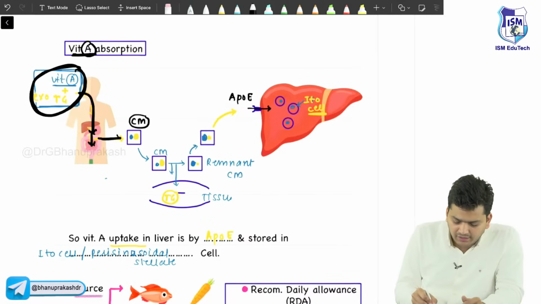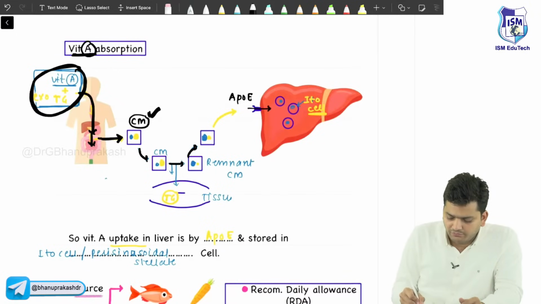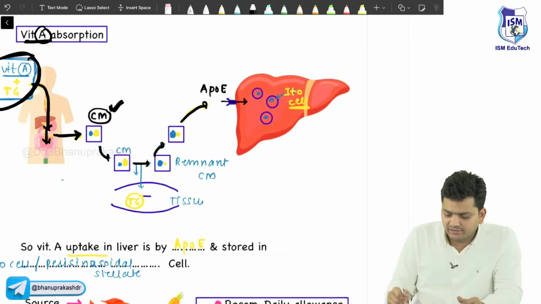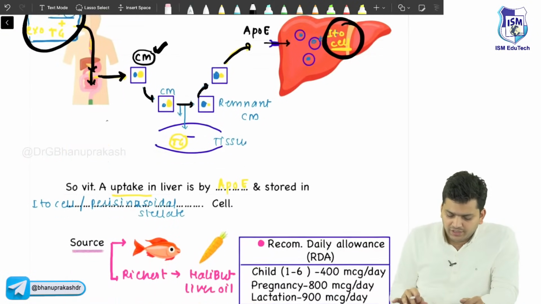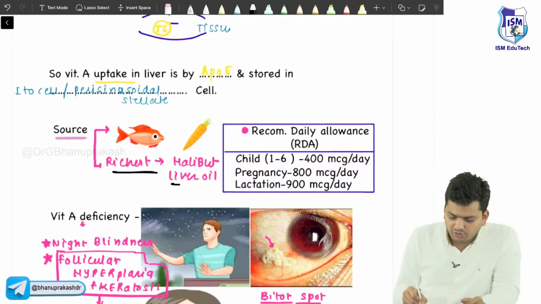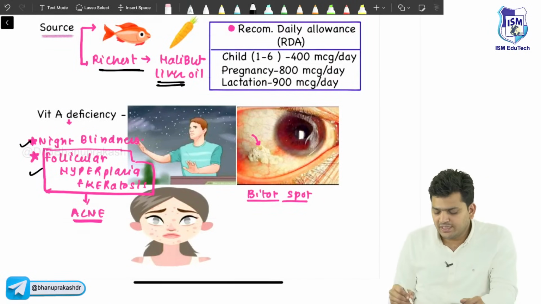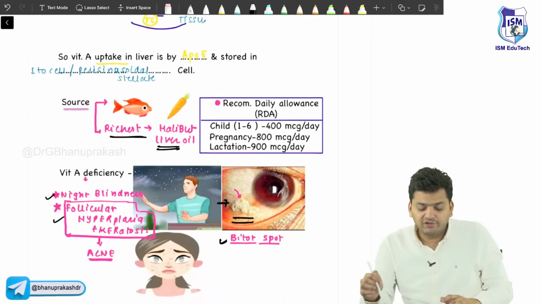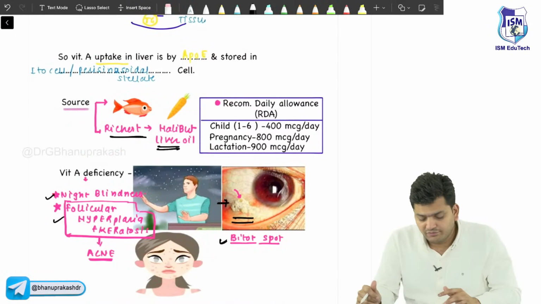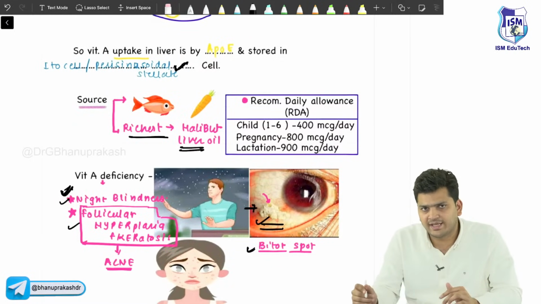We have just now discussed that fat is absorbed with the help of chylomicron. This chylomicron will take the vitamin A all the way to your liver, and in the liver they are going to be stored in the Ito cells. So, vitamin A, what is the source? The richest source is halibut liver oil. If there is a deficiency of vitamin A, the patient will have night blindness, follicular hyperkeratosis. There can be white foamy conjunctiva, that is the Bitot spot. Vitamin A is stored in the Ito cells of the liver, which are also called perisinusoidal stellate cells. Deficiency can lead to night blindness and Bitot spot, as well as acne.